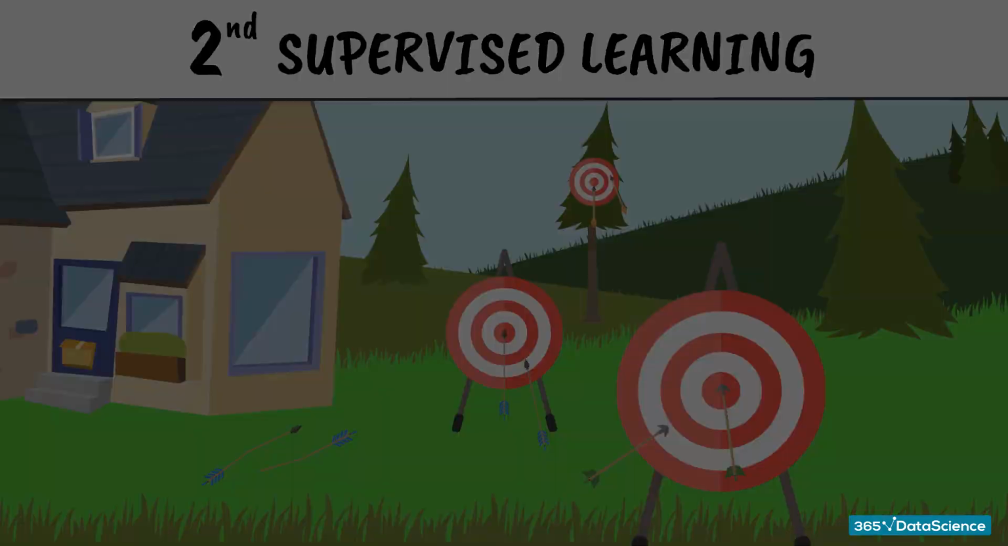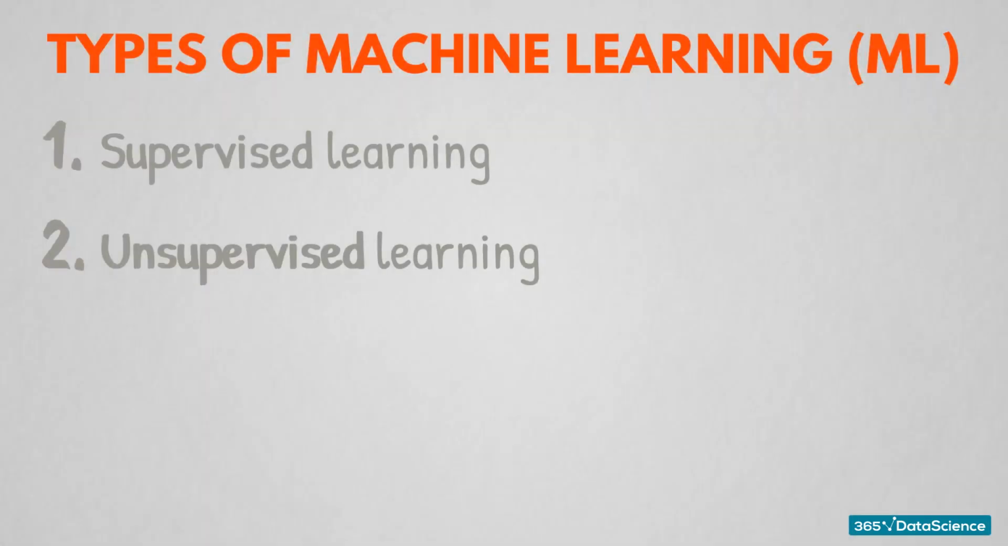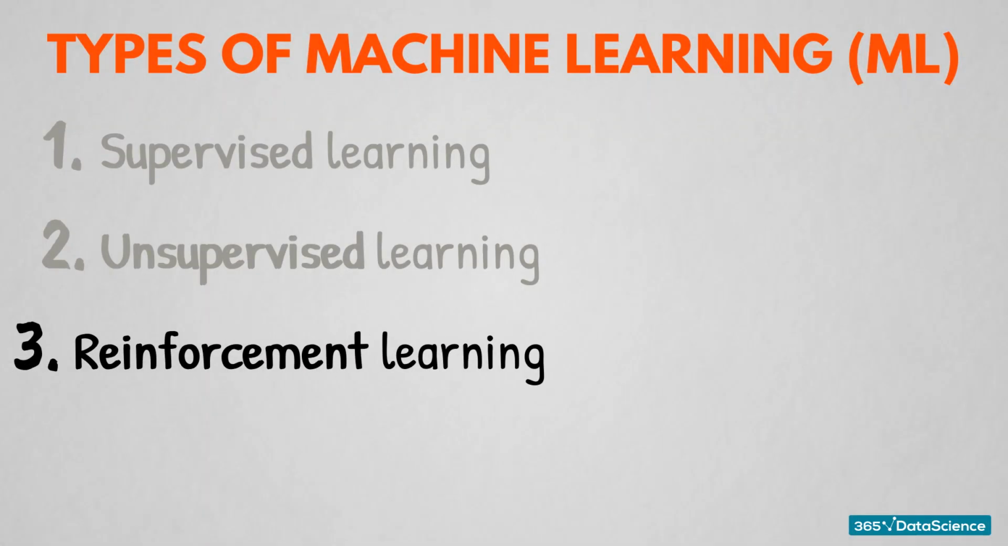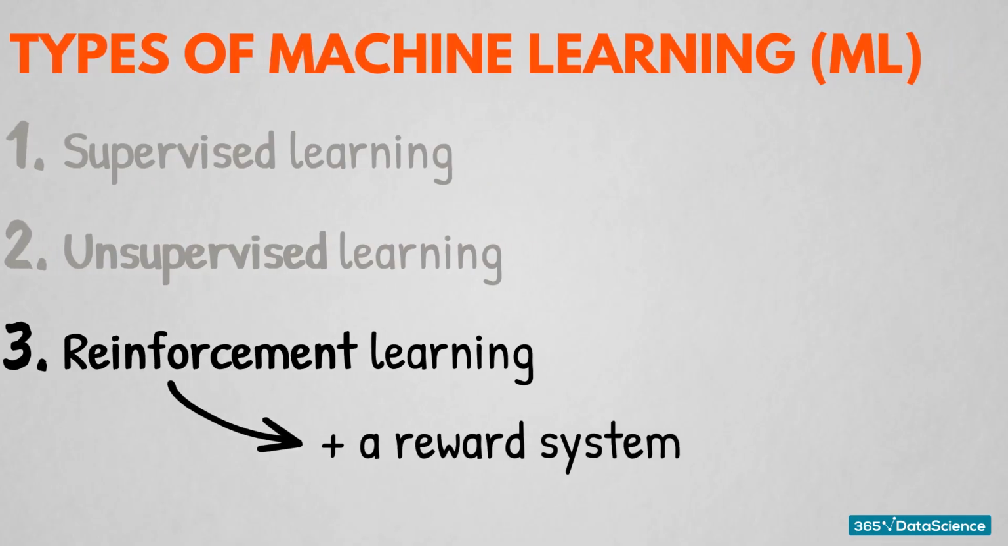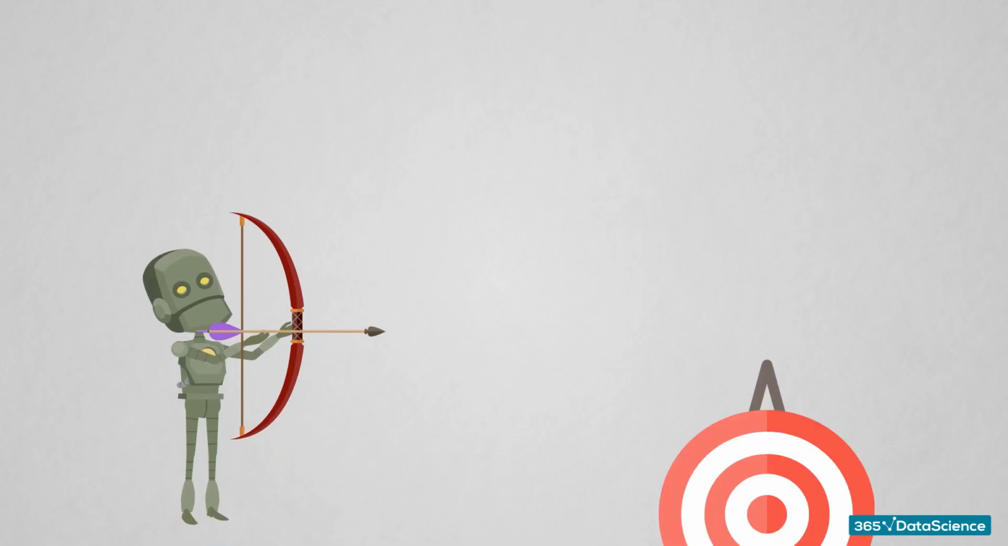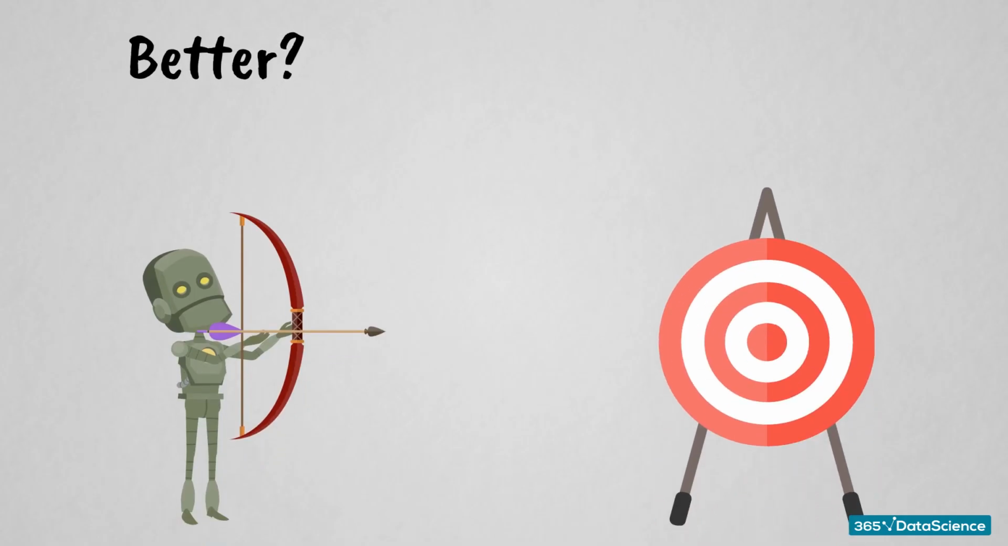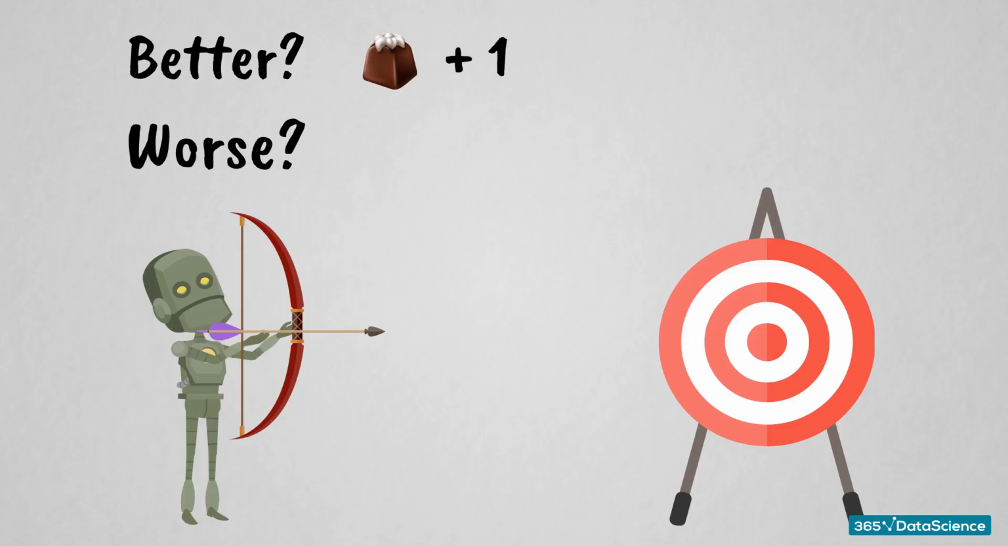Great! The third major type of machine learning is called reinforcement learning. This time, we introduce a reward system. Every time the robot fires an arrow better than before, it will receive an award, say a chocolate. It will receive nothing if it fires worse. So, instead of minimizing an error, we are maximizing a reward, or in other words, maximizing the objective function.